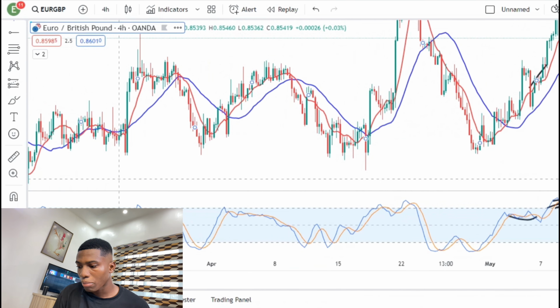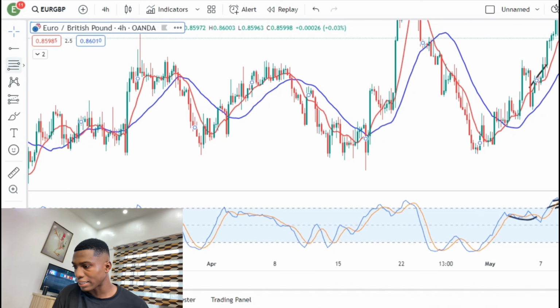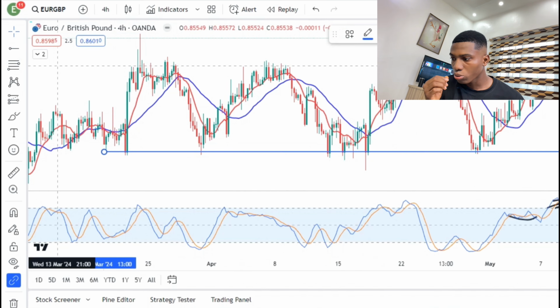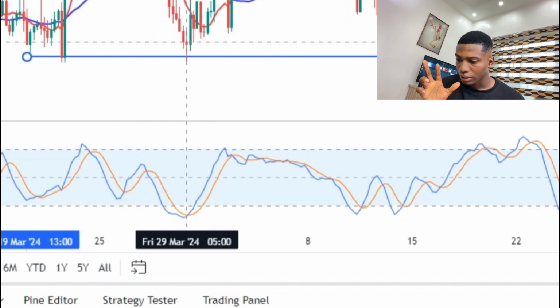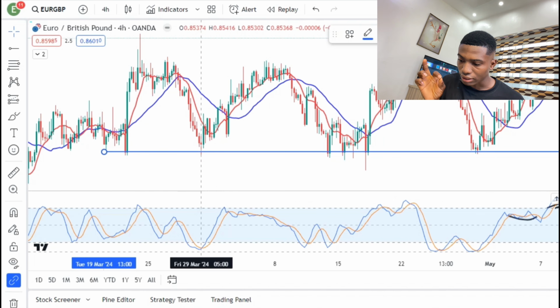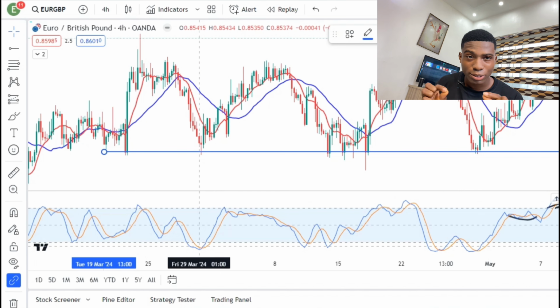Now you know how I talked about key support zones in the market. This point right here is a support zone. Now I want you guys to look at something. Just watch my arrow. This is a support zone. The market touched a support zone. Look at the stochastic. The stochastic is at the lowest point, telling you that the market is more likely to go in an uptrend at that time.